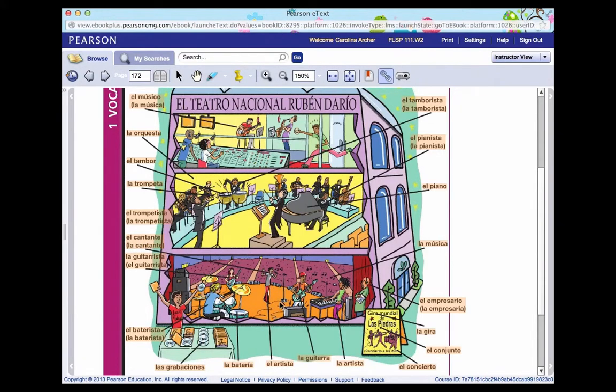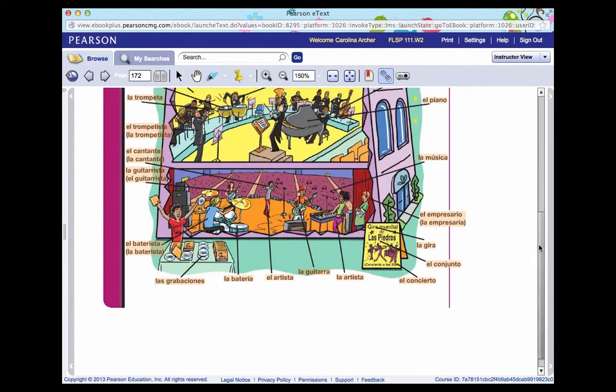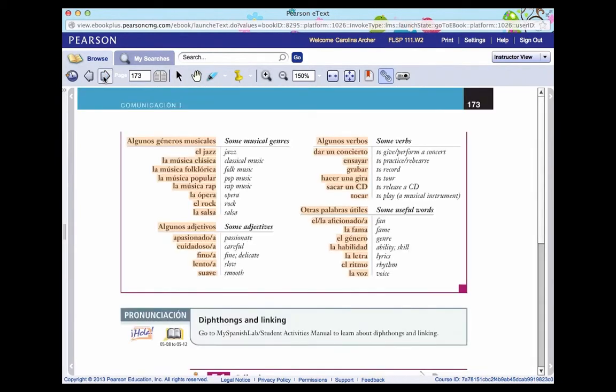Okay? Muy bien. So the ending ista, artista, pianista, tamborista goes for masculine and feminine. Either way, if it's a girl, you say la, and if it's a guy, you say el. Okay? Muy bien. So a lot of those are cognates.